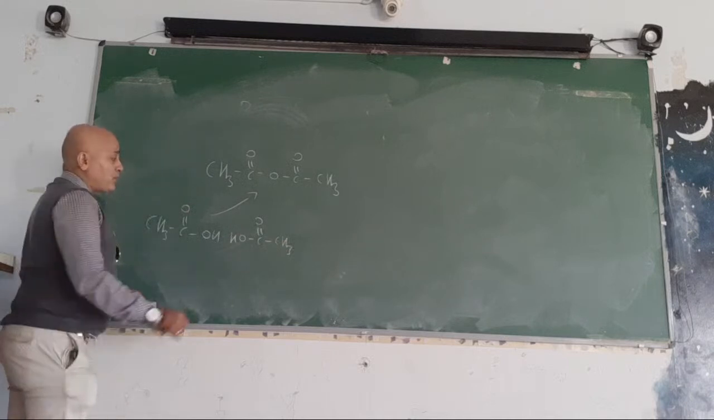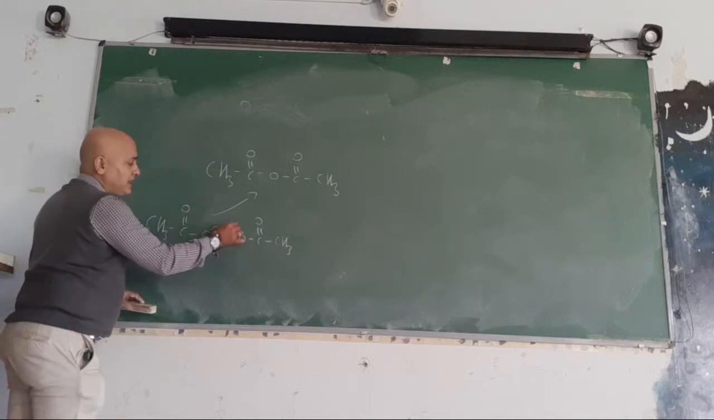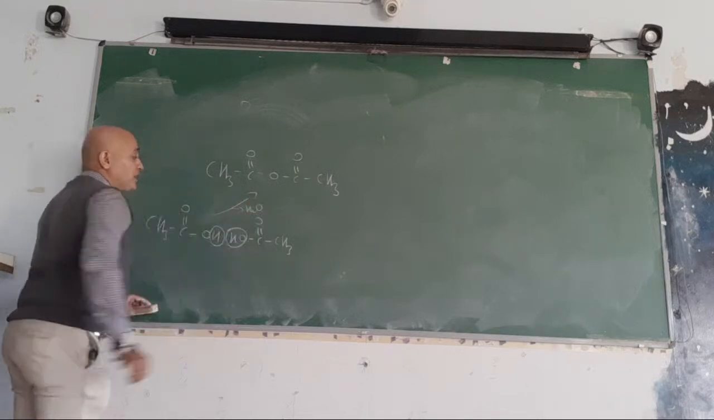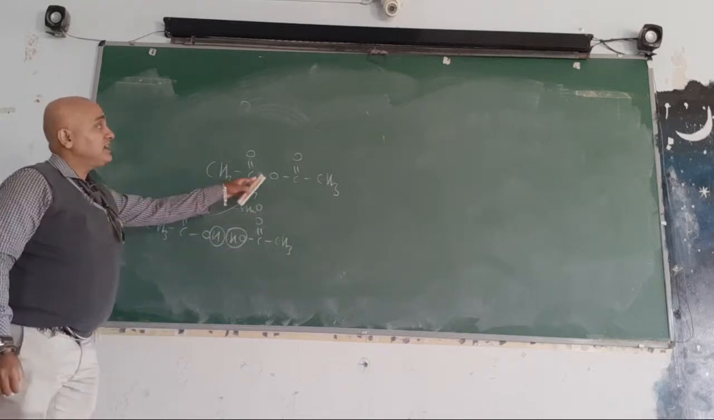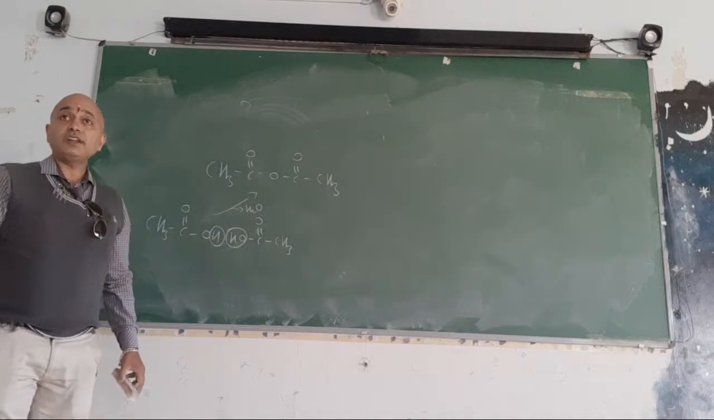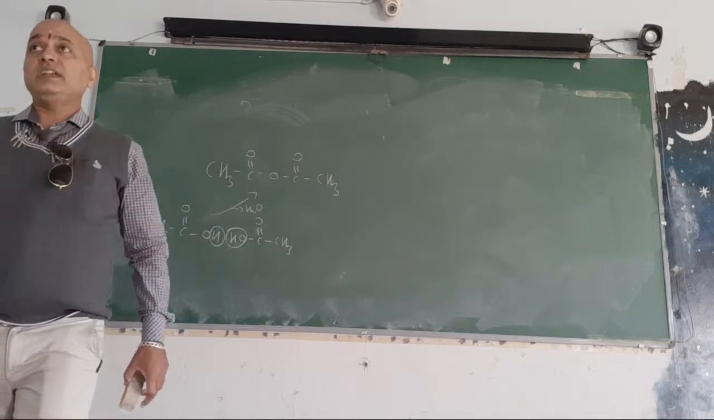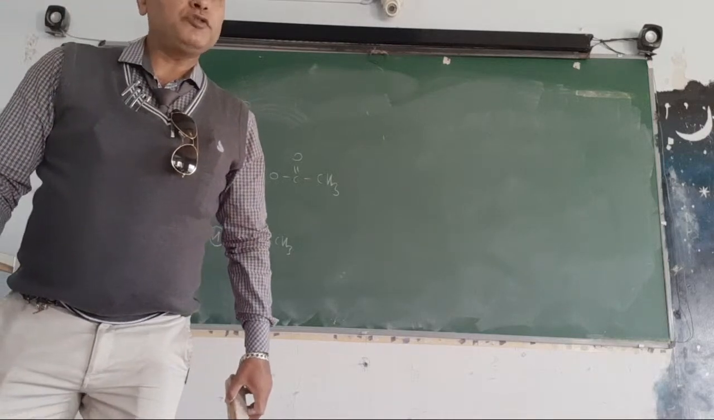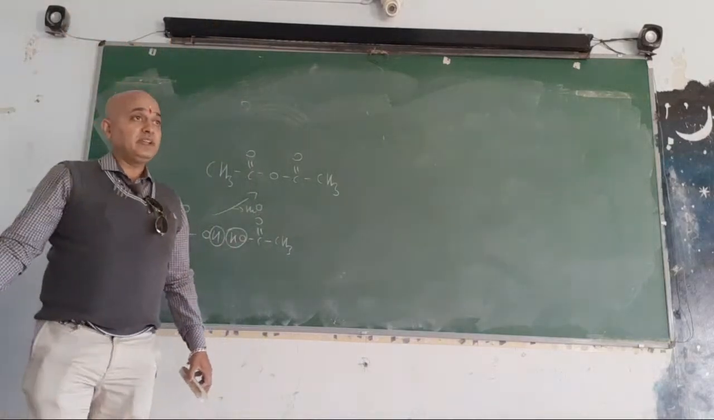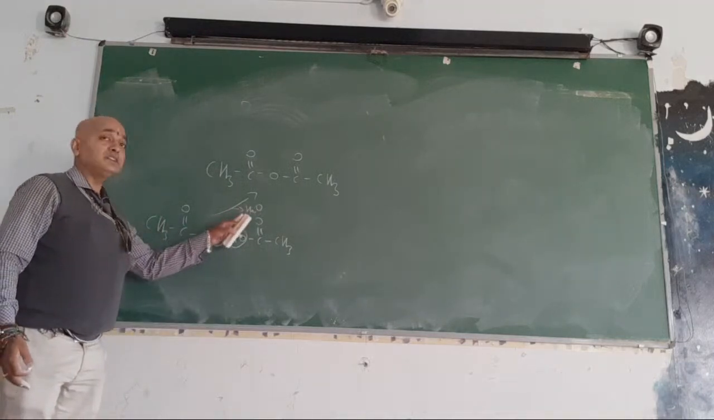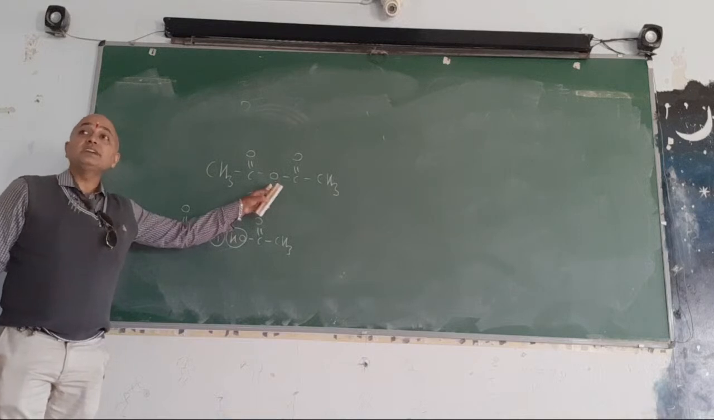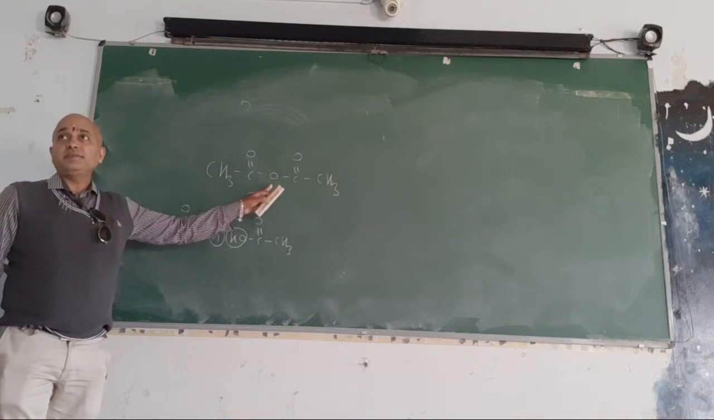Now, if I provide the condition, they will release the water molecule. What is the form? Acetic anhydride. That's why it is called an anhydride. Anhydride means loss of water. Due to that, that molecule has been formed. So by losing water, this molecule has been formed. That's why it is called acetic anhydride.